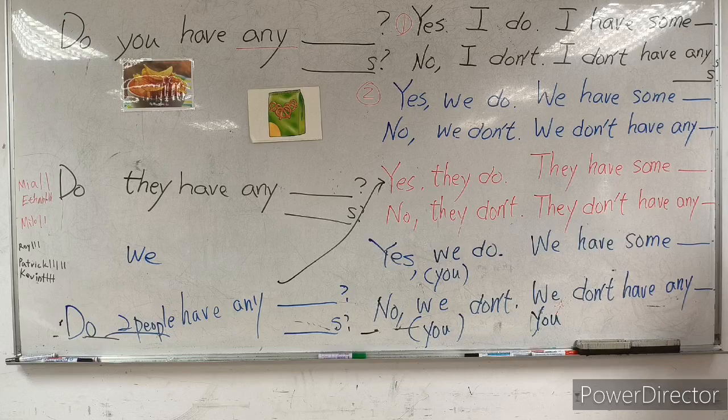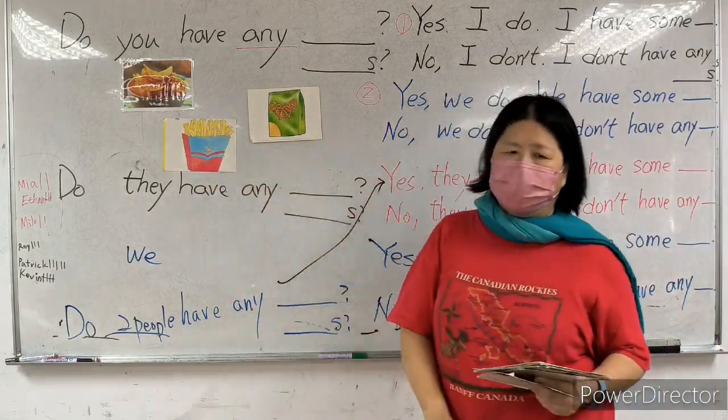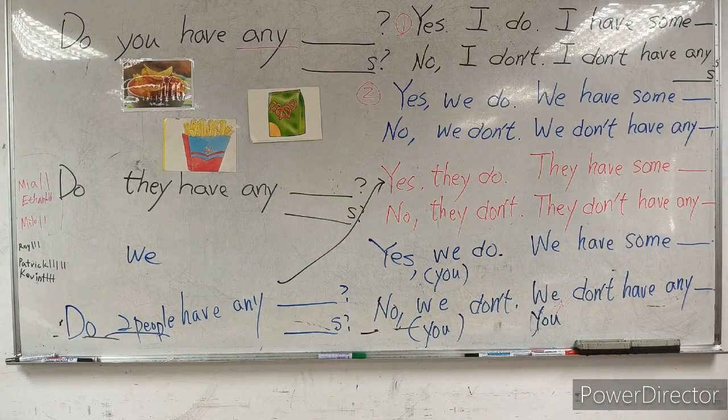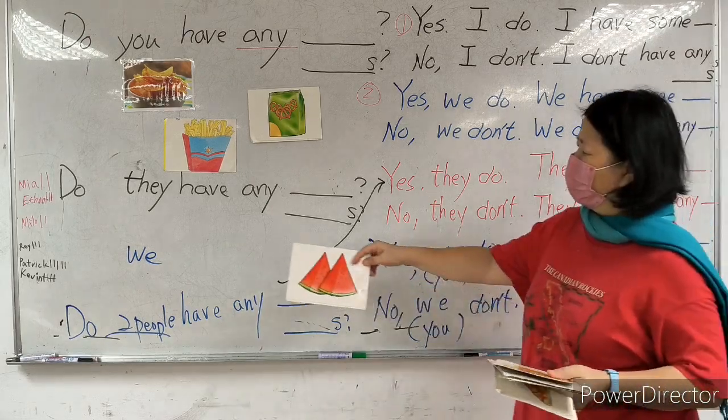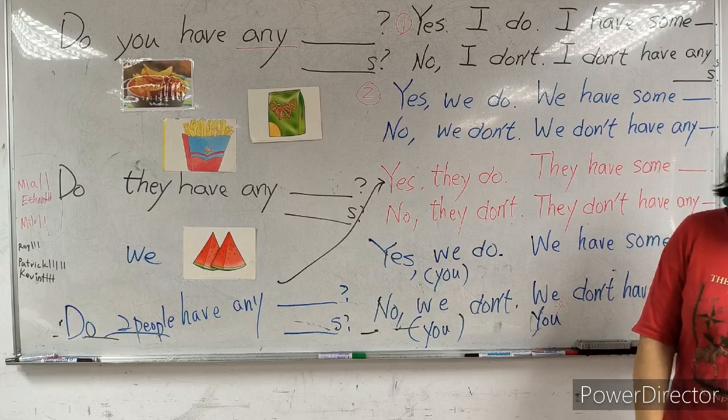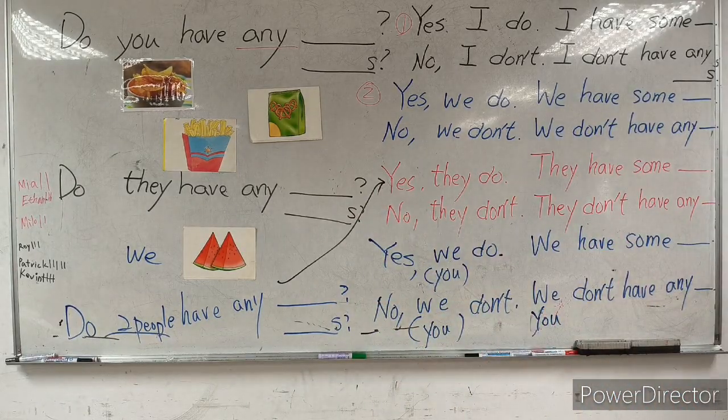No, we don't have any pretzels. Okay, they. Do they have any french fries? Okay, Kevin, yes. Yes, they do. They have some french fries. Okay, Milo, no. No, they don't. They don't have any french fries. Okay, we. Okay, we use you to answer, okay? All ready, go. Do we have any watermelons? Okay, yes. Yes, we do. You have some watermelons. Okay, no, Mia. No, you don't. You don't have any watermelons.